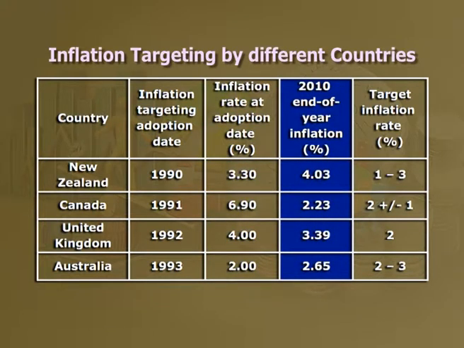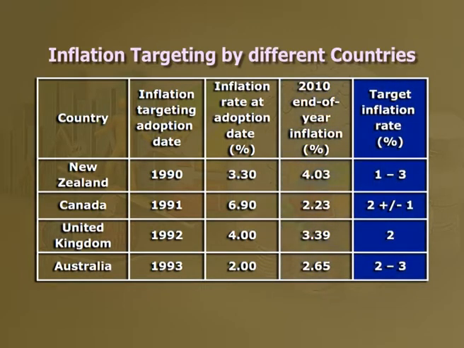Next column we have 2010 end of year inflation in percentage. For New Zealand in year 1990 we have 4.03. For Canada in 1991 we have 2.23. For United Kingdom in 1992 we have 3.39. For Australia in 1993 we have 2.65.